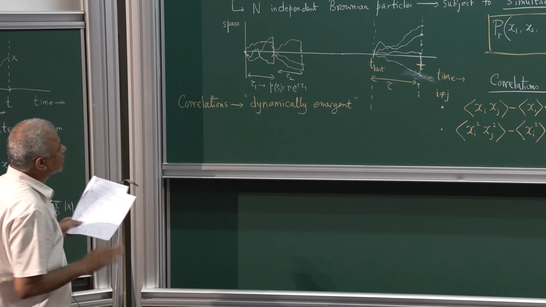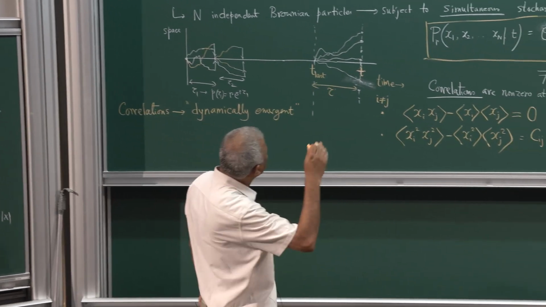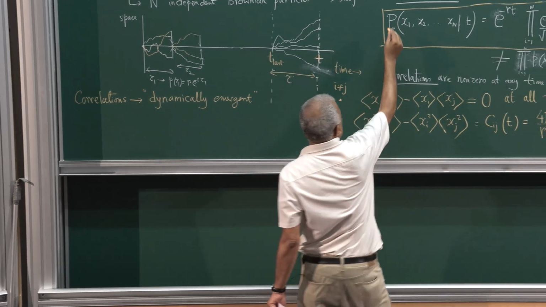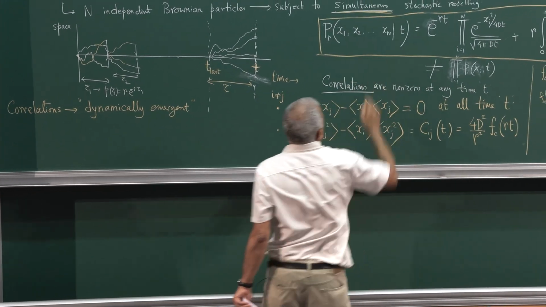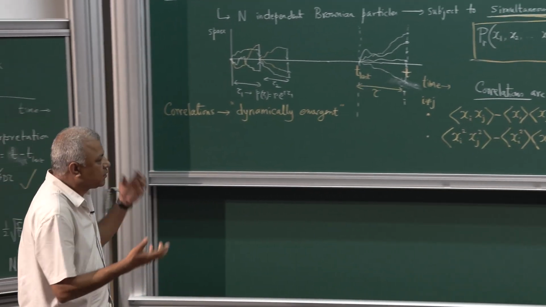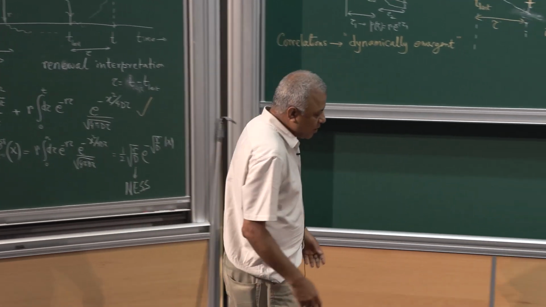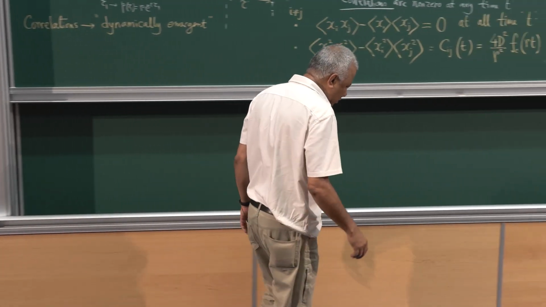There is no direct interaction between the particles, but they get correlated because of this simultaneous resetting. This is the key point. In the beginning it was a bit strange to find these correlations, but with a little bit of thought you can rationalize it.